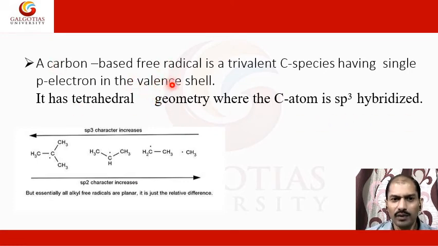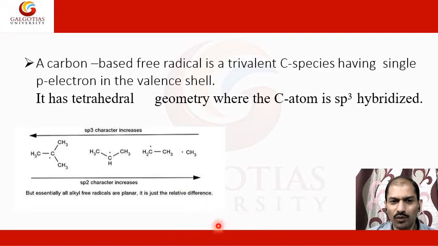Here a carbon based free radical is a trivalent carbon species having a p electron in the valence shell. Here you can see the species which are free radicals. Here a trimethyl group is there in this compound. So this is the free radical. This is formed by photolysis in general, and there are many other methods by which it can be formed. Here is another species. If you see, the sp3 character increases from right to left, and the sp2 character increases from left to right.